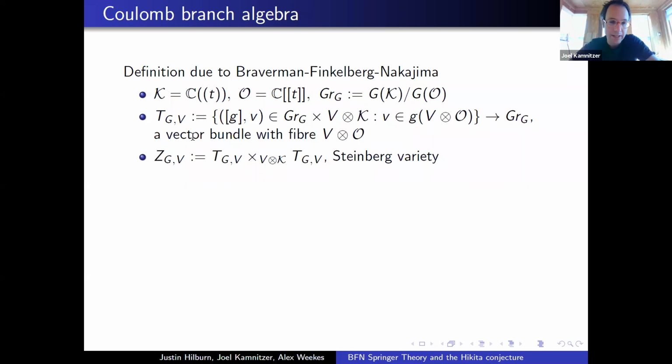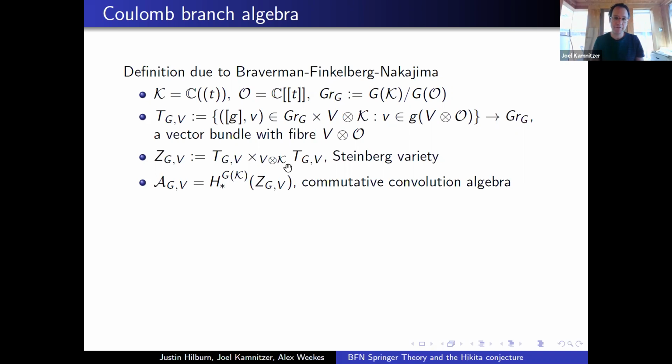Then we do a construction which is familiar from the analogous flag variety setting. I want to think of this vector bundle as analogous to the cotangent bundle of the flag variety. And for the cotangent bundle of the flag variety, there's a familiar construction of the Steinberg variety: you take two copies of it and take the fiber product over the nilpotent cone. So in this case, we take two copies of this vector bundle and take their fiber product over V tensor K. A point in this Steinberg-like variety would consist of two points in the affine Grassmannian and one vector which lies in the lattice associated to both of those affine Grassmannian elements.